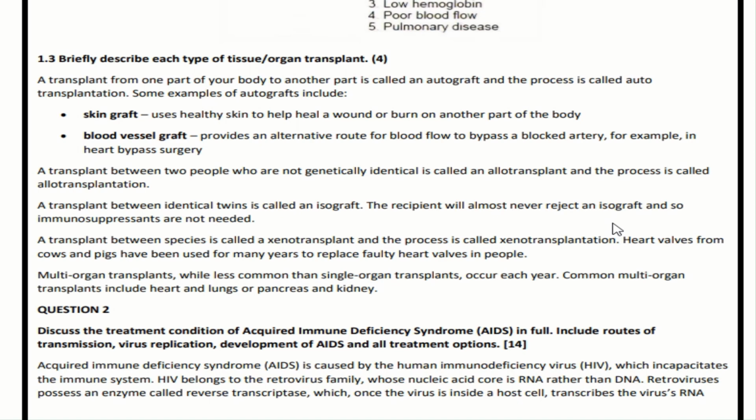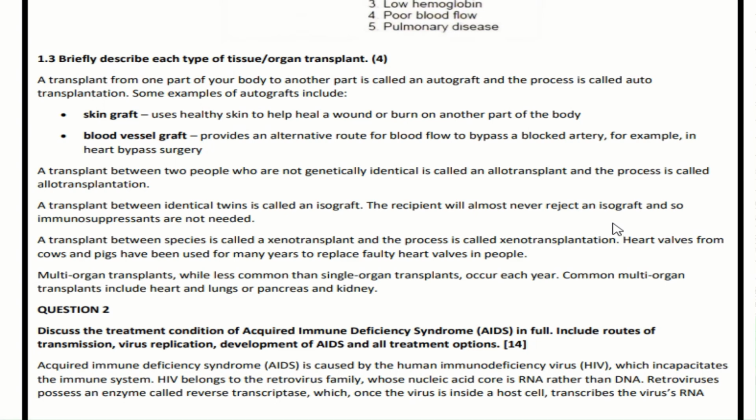Next question is describe each type of tissue organ transplant. A transplant from one part of your body to another part is called the autograft, and the process is called the autotransplantation. For example, skin graft use healthy skin to help heal a wound or burn on the other part of the body. Then we have blood vessel graft, provides an alternative route for blood flow to bypass a blocked artery, for example in the heart bypass surgery.